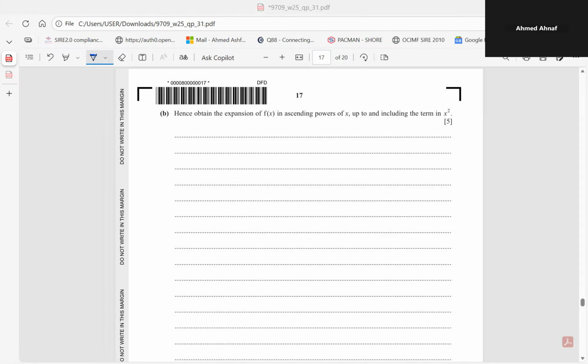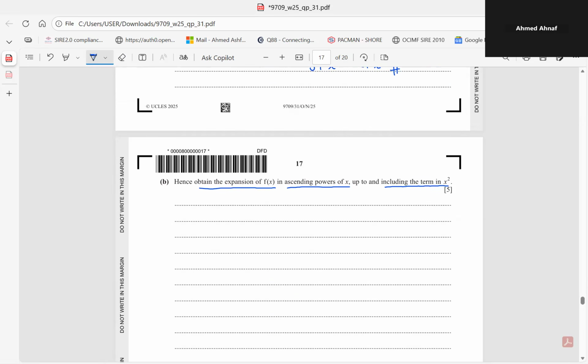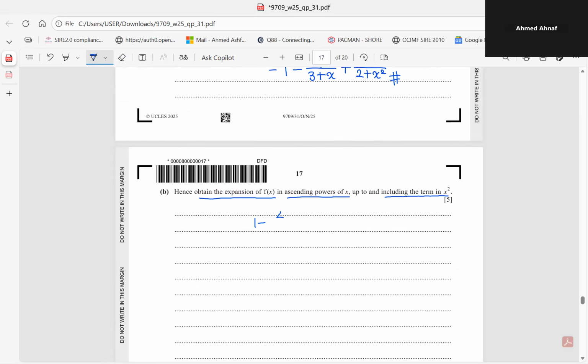Okay, so for part b, we're told to obtain the expansion of f(x) in ascending powers of x up to and including the term in x squared. So basically, we are supposed to expand this and arrange the terms from the constant term, then the term in x, and then finally the term in x squared. So to get the expansion, let's first get f(x). And yeah, let's write down f(x) first.